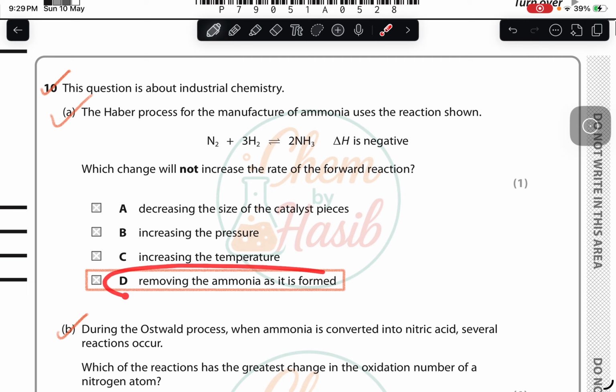Catalyst is a factor that affects the rate of the reaction. Pressure is a factor that affects the rate of the reaction. Temperature is also a factor that affects the rate of the reaction. But removing ammonia, this is not a factor that affects the rate of the reaction.